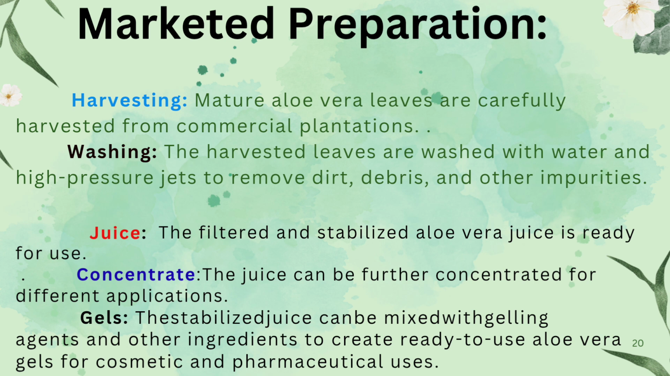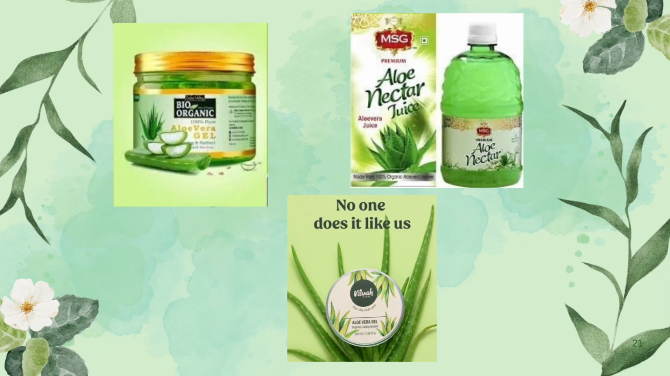Then marketed preparation. Harvesting: mature aloe vera leaves are carefully harvested from commercial plantations. Then washing. The harvested leaves are washed with water and high pressure jets to remove dirt, debris, and other impurities. Then juice. The filtered and stabilized aloe vera juice is ready for use or concentrated. The juice can be further concentrated for different applications. Then gel. Stabilized juice can be mixed with gelling agents and other ingredients to create ready to use aloe vera gels for cosmetic and pharmaceutical use. Then some pictures of marketed preparations of aloe vera.